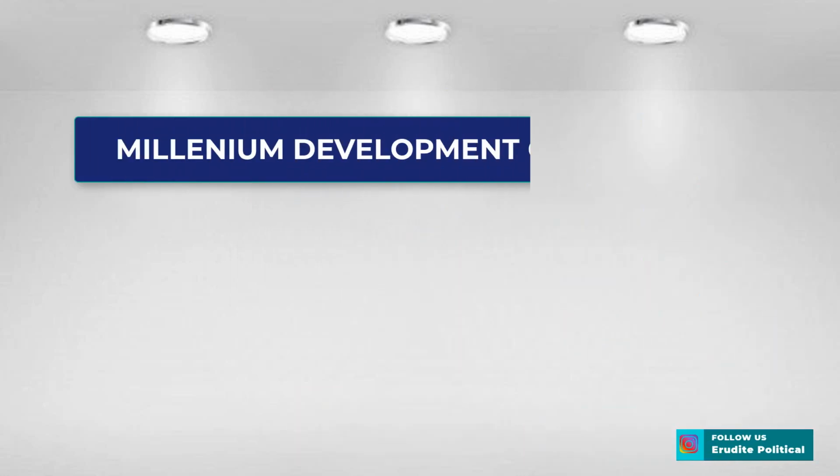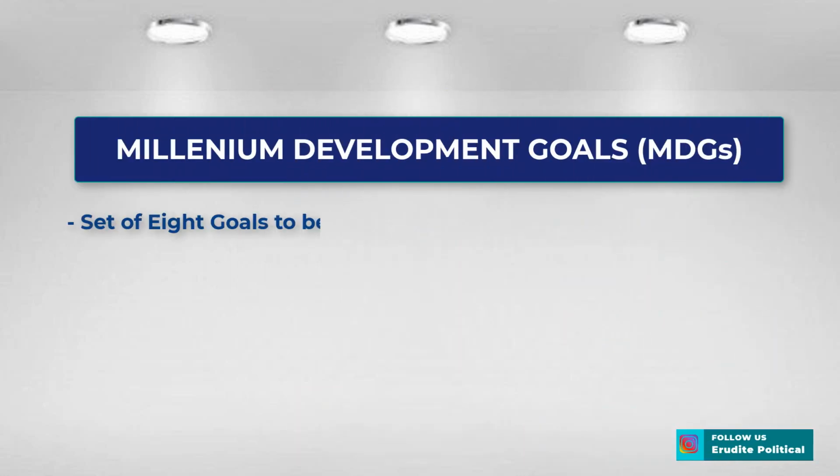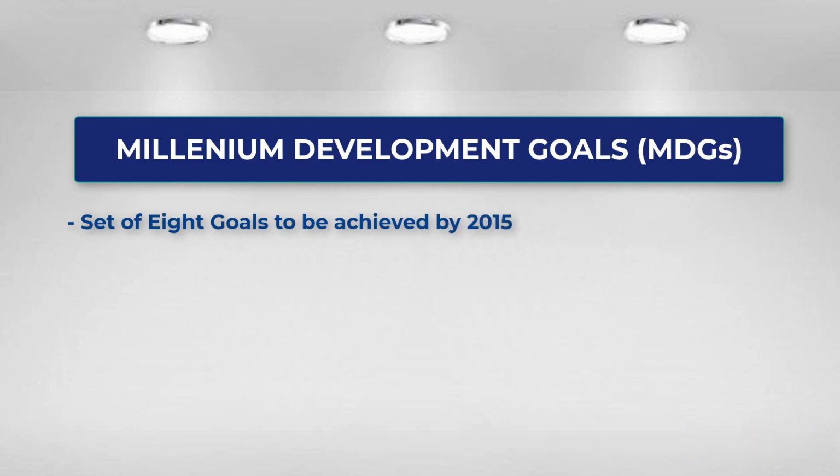Starting with the Millennium Development Goals. They are a set of 8 goals, and these 8 goals were agreed upon by the United Nations member states in order to achieve by the year 2015. For those who don't know what the United Nations is, it is an international organization whose sole responsibility is to maintain international peace and security. Presently the United Nations has 193 member states.